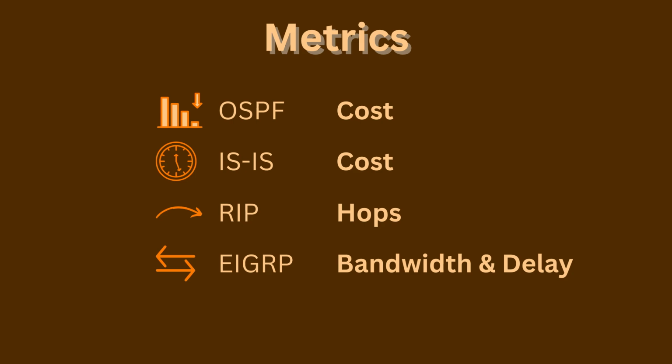RIP, hop count, how many routers you must pass through. EIGRP, bandwidth and delay, making it more precise. Metrics matter because they let routers choose the fastest, most efficient, or most reliable path instead of just sending traffic randomly.